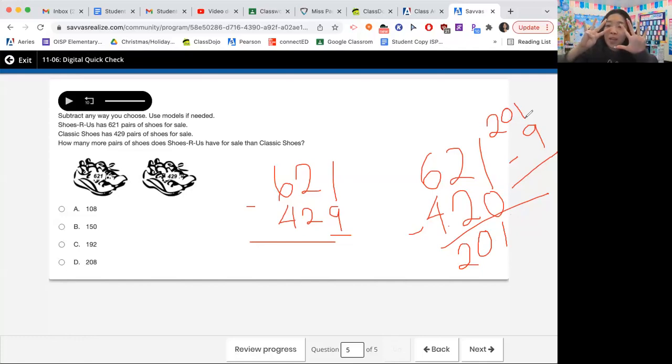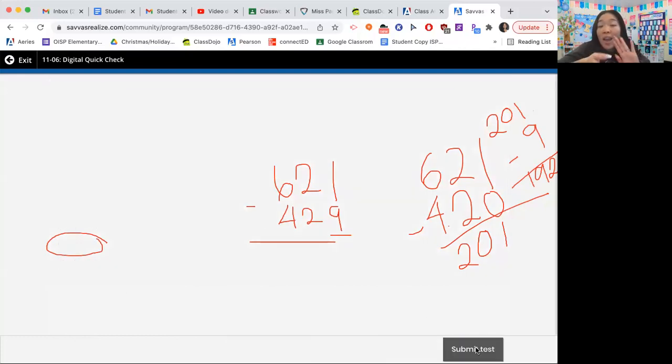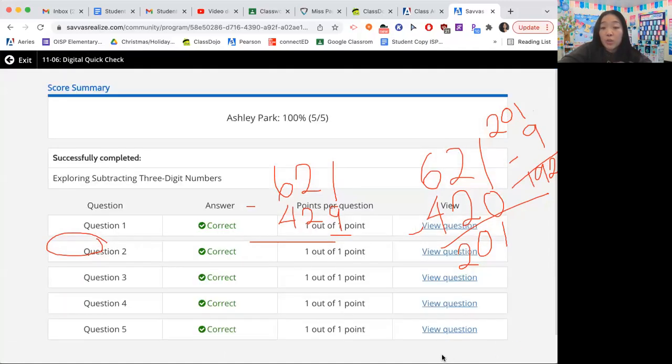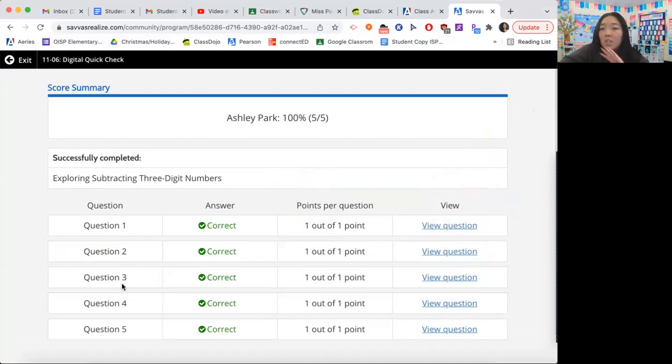Okay, this you can do in your head. So put 9 fingers up and then count down. 201, 200, 199, 198, 197, 196, 195, 194, 193, 192. So what is 621 minus 429? 192. So those are all different ways. Whatever way makes it easiest for you is the way that you guys are allowed to do it. Okay, as long as you guys get the right answer, that's all I want.